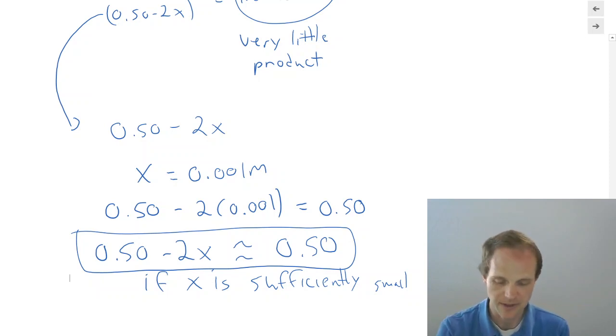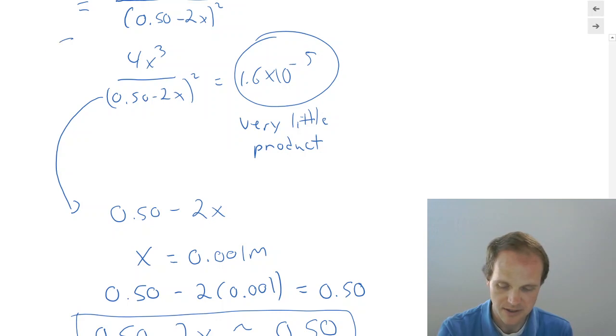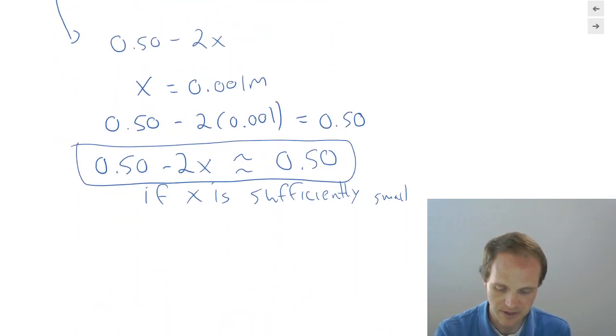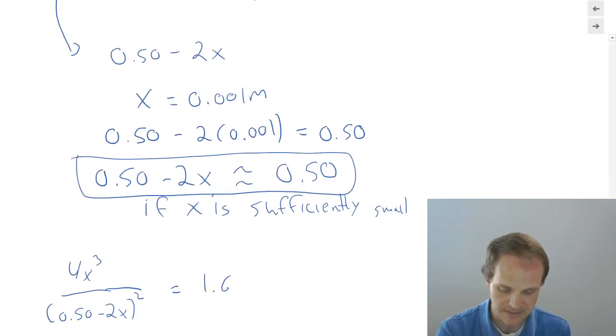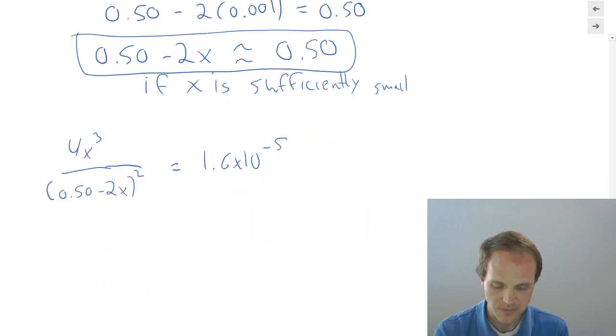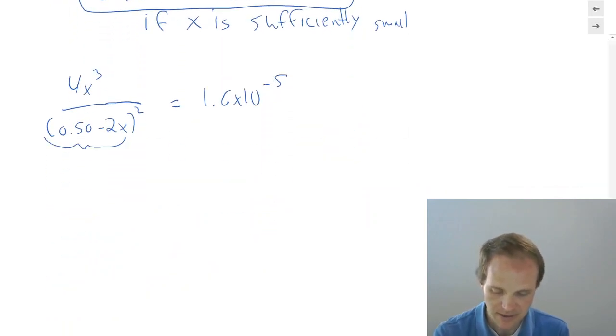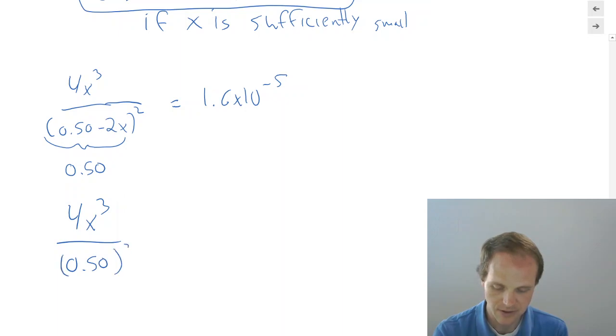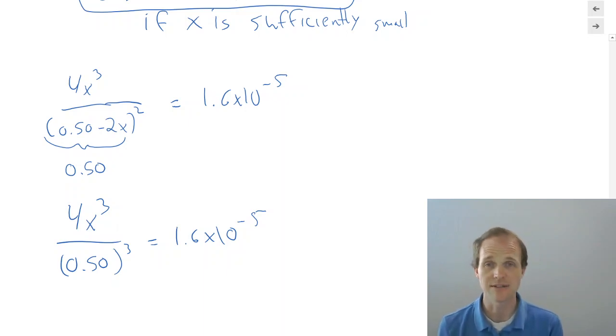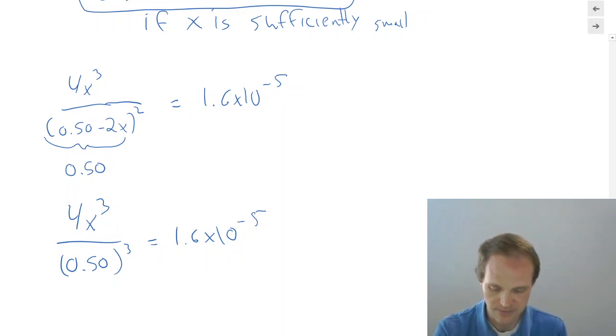Because what does that do? If I come back up here, I've got to copy this one down some more. So I'm just going to copy it down 4x cubed over 0.50 minus 2x squared is equal to 1.6 times 10 to the minus fifth. If I make the assumption that this is approximately 0.50, my expression reduces to 4x cubed over 0.50 cubed equals 1.6 times 10 to the minus fifth. And boy, if that isn't a whole lot easier to solve, right? I cube that 0.5, whoop, I square, okay?